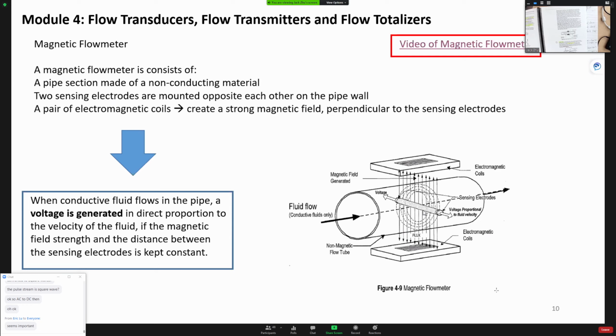Because you have electrodes mounted on there, the conductive liquid goes through the magnetic field, and these electrodes cause current to go through the conductive fluid. When the current goes through the magnetic field, it causes a distortion to the original magnetic field, because the current has a field and the original electromagnet has another field. The distortion of the field can be used to calculate the flow rate.